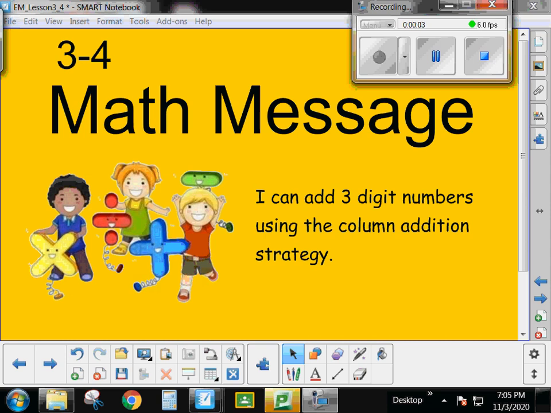All right, boys and girls, this is Math Message 3-4, the main math lesson of the day. And in this math lesson, we're going to learn how to add three-digit numbers using the column addition strategy. Now, yesterday I told you that we're going to use a couple of different strategies in this unit to add three-digit numbers and eventually get to that old-fashioned traditional algorithm that your parents are used to. So tell them to be patient. We are getting there, and this strategy is one step closer to getting there.